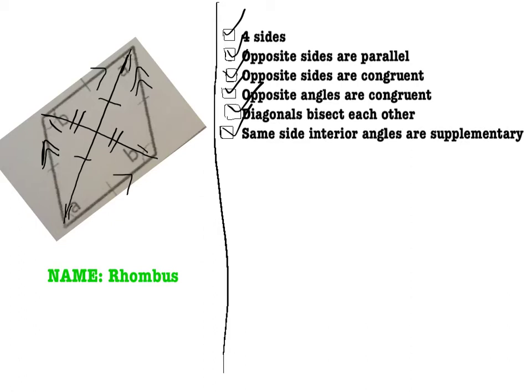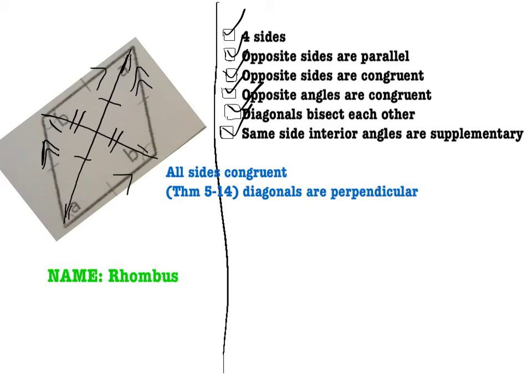Now I asked you to have a marker out. We're actually going to add 3 different things that make a rhombus, more specifically a rhombus. So one of those criteria is that all the sides are congruent, just like a square. Next, this is actually a theorem. From theorem 514, it says the diagonals, not only do they bisect each other, the diagonals are perpendicular. Okay, we're going to add that one in.